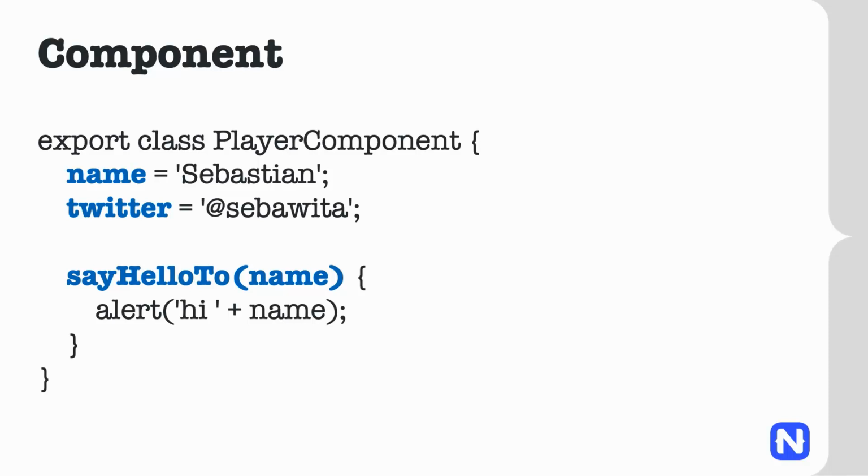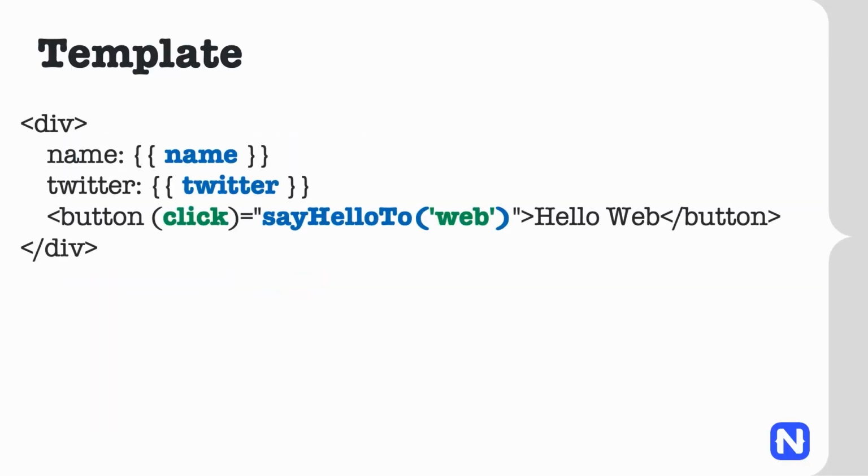So that's our TypeScript. And then if I'm building a website, I could use the syntax just like this. So I could say, okay, let's add a div, and then on my name, I'm using the double curly braces. So in here, I'm going to display what the name was. So this is going to be Sebastian. Then for Twitter, I'm using, again, the binding syntax, which is called interpolation, by the way. And that will basically display @Sebawita. And then finally, you see I'm binding to the click event by just putting in brackets. And then I'm just calling say hello to web. And basically by doing something like that, I'm building a one page web application, okay?